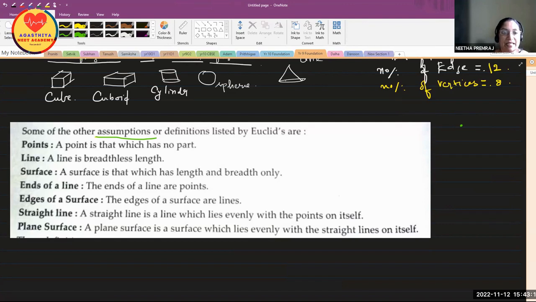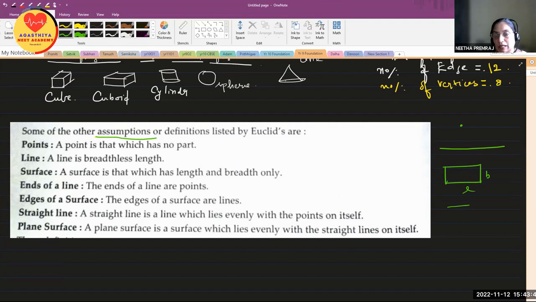A line is a breadthless length. There is no breadth, only length you can measure for a line. Thickness we don't mean. Surface is that which has length and breadth only. If you take a rectangle, there is a length and breadth, then it is called a surface. Actually, all 2D figures are differently shaped surfaces.